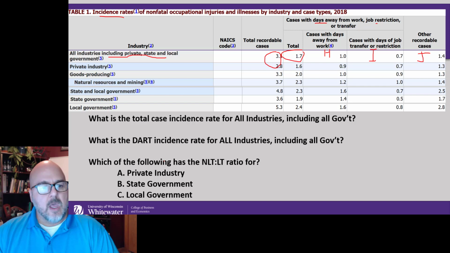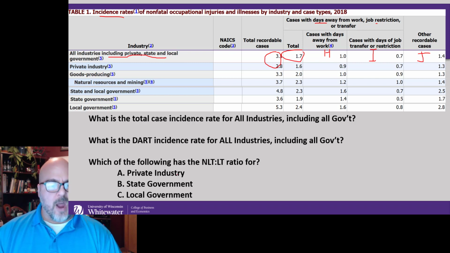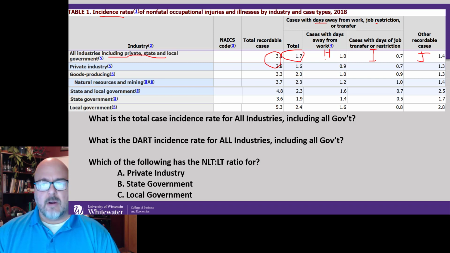This is everything. Which of the following has the no lost time ratio? I don't know what it's asking for. For private industry, which is right here, it is 1.3 to 1.6. That's the DART. For state government, which is right here, it's 1.7. That's the other recordable. 1.7 to 1.9. It's the DART, which is H and I. So this is H and I, this is H, I, J.